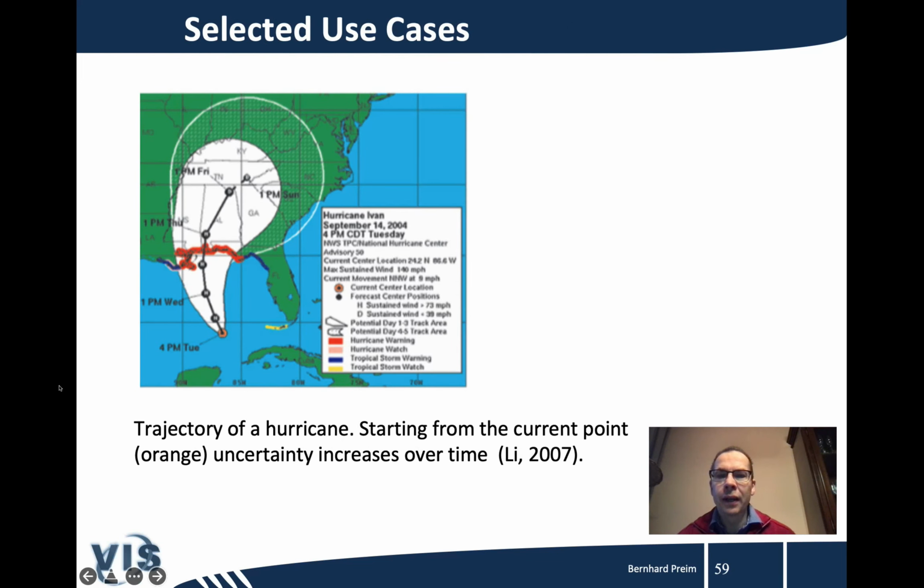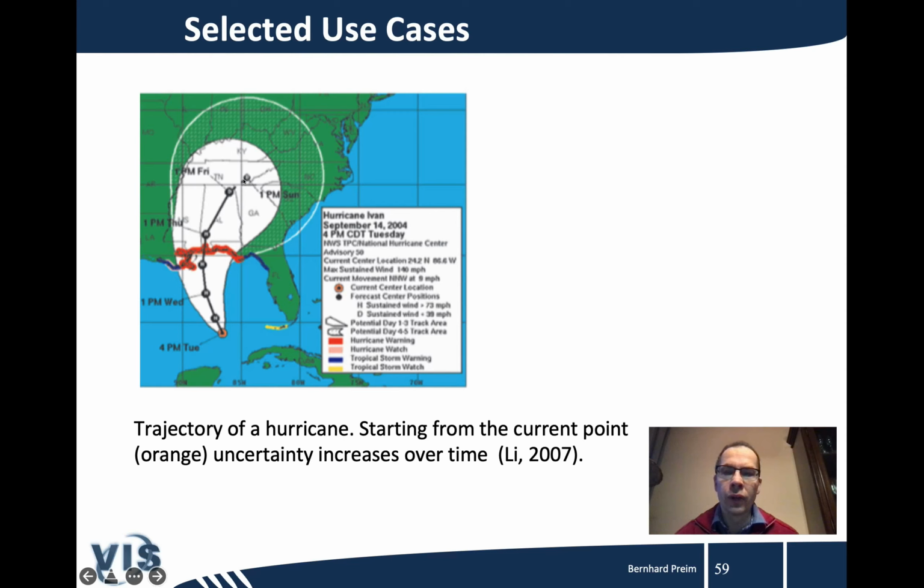Here's an older example. You see that the visualization looks not so nice, has not the best resolution and so on. It's almost 20 years old and relates to hurricane prediction. That means currently the hurricane is here over the ocean. And the question is where it enters the land and how it will proceed in the future. So that's the predicted trajectory.